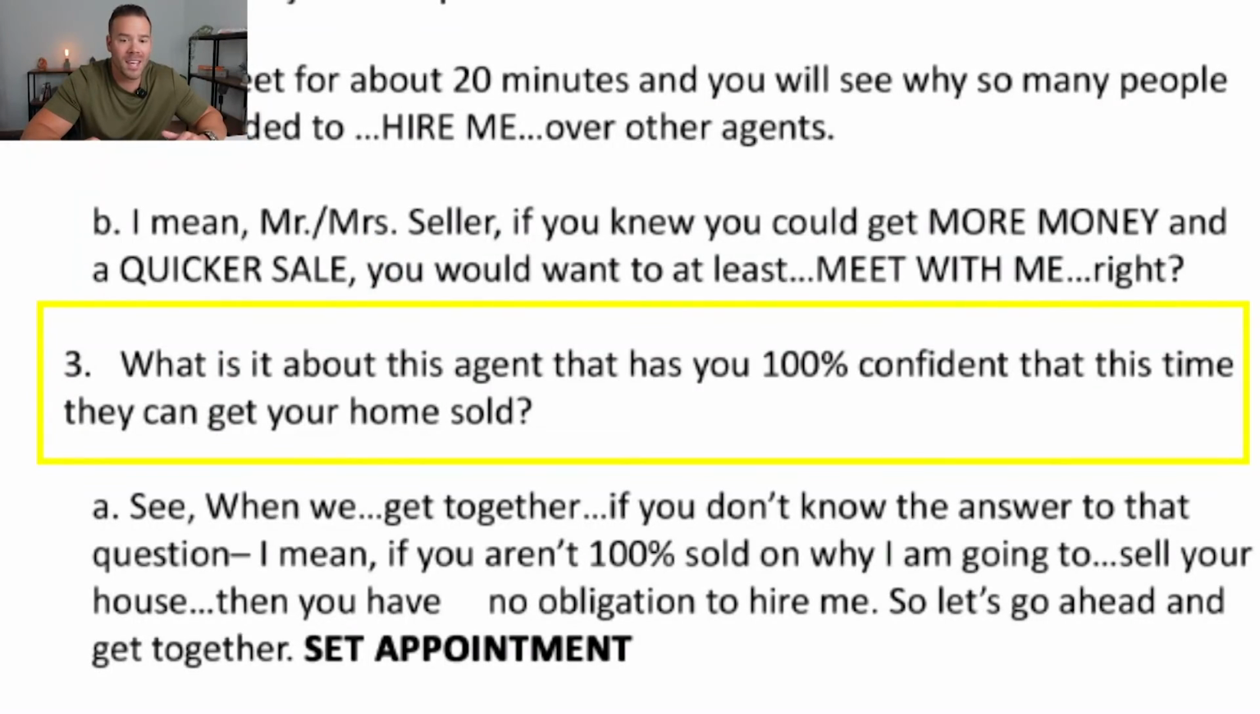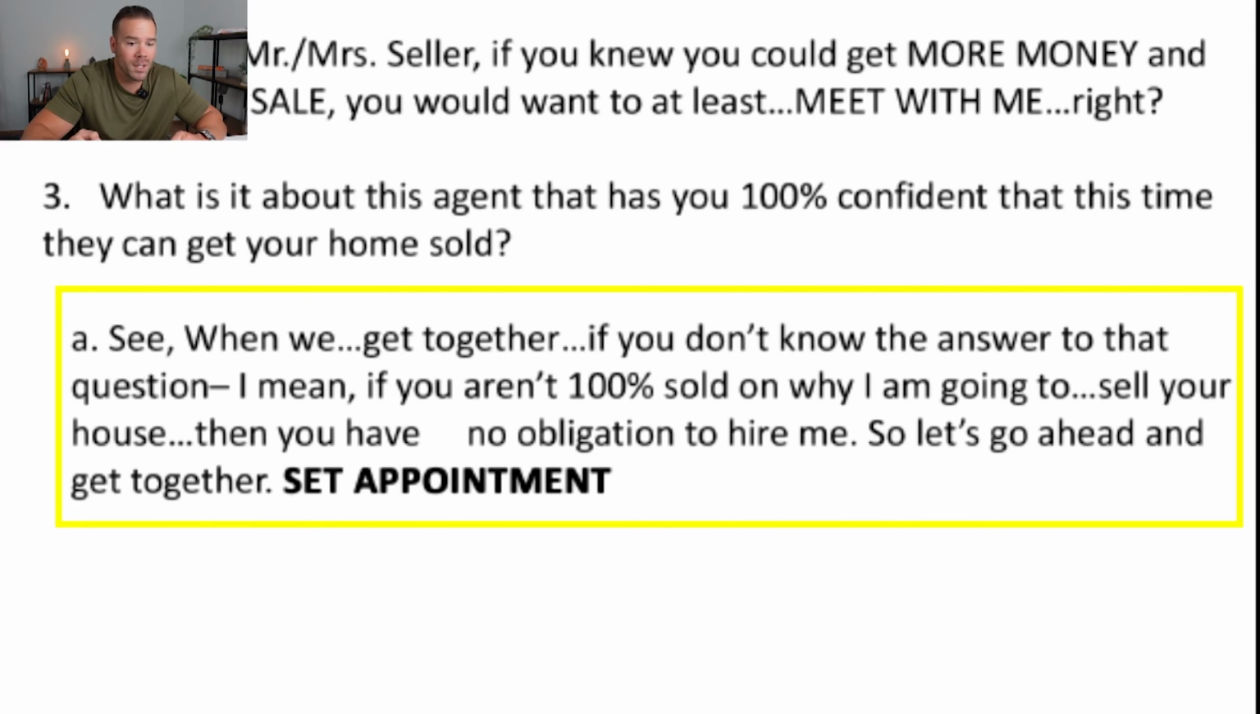What is it about your agent that has you 100% confident that this time they can get your home sold? See, when we get together, if you don't get the answer to the question, if you're not 100% sold on why I'm going to sell your house, then you have no obligation to hire me. So let's go ahead and get together. Does Thursday or Friday work best?